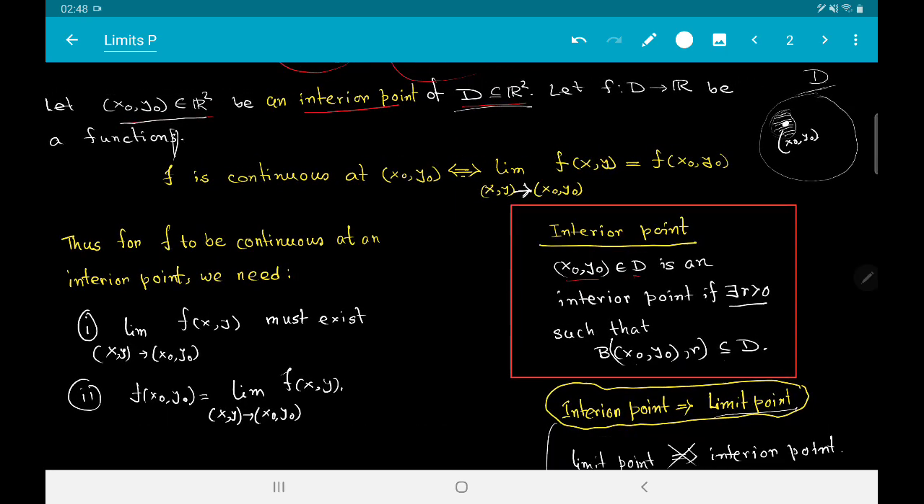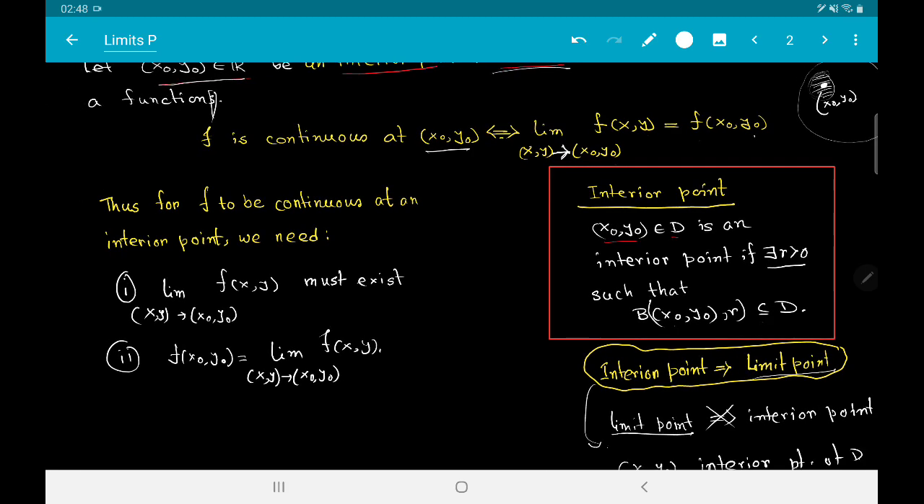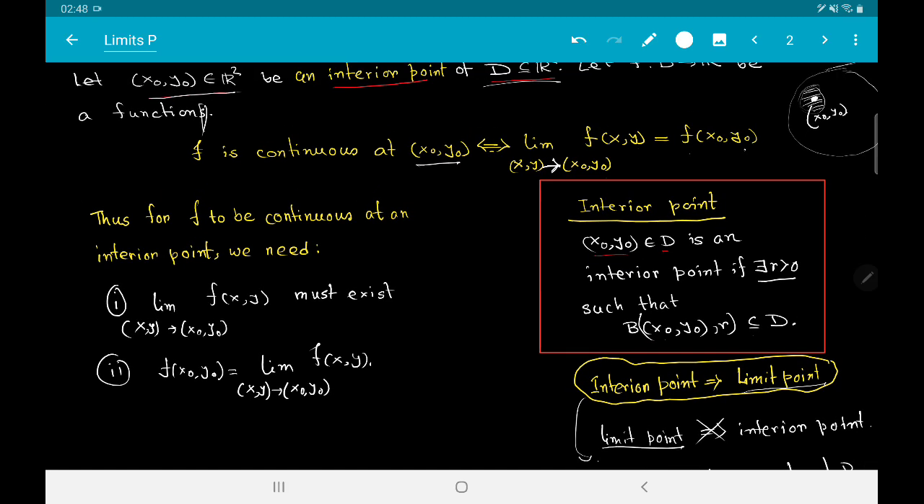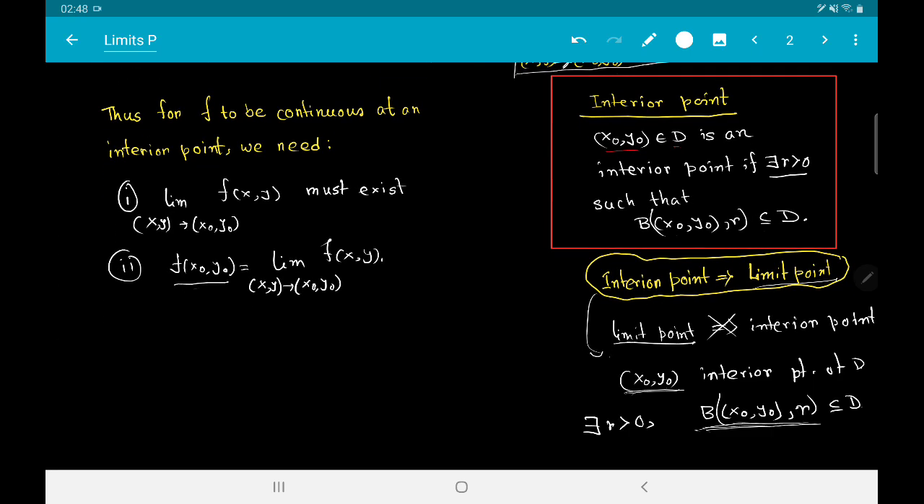So it turns out that f is continuous at (x0, y0) if and only if the limit of the function f(x, y) as (x, y) tends to (x0, y0) is equal to f(x0, y0). So to summarize, if we are talking about an interior point, for a function to be continuous, we must have that this limit should exist, and not only that, this has to be equal to f(x0, y0).